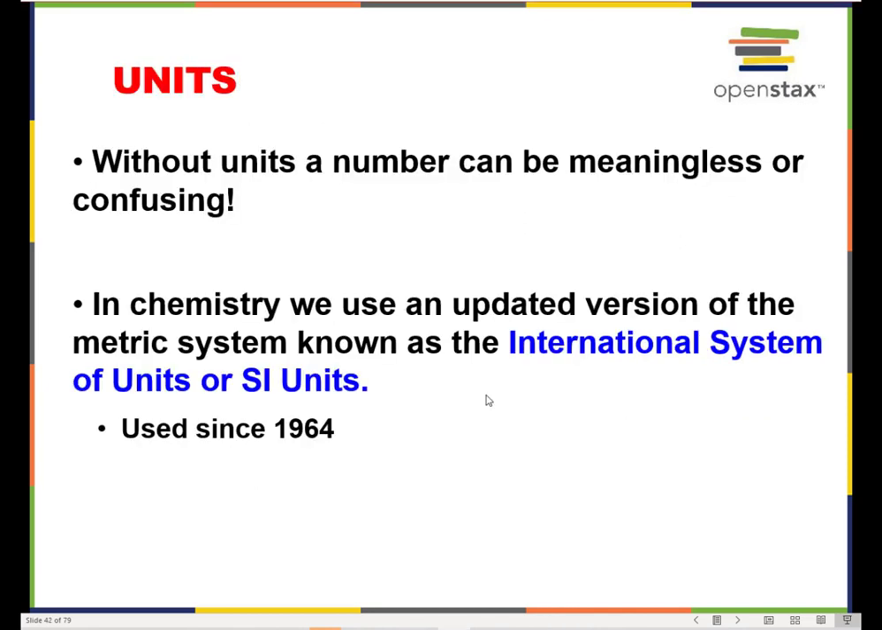So in chemistry, we use an updated version of the metric system known as the International System of Units, or SI units. So if you grew up here in the United States, then you're familiar with inches and pounds, and fortunately or unfortunately, whether or not it's a good thing or a bad thing, the sciences generally use the metric system rather than the imperial system. So if you're not familiar with it, it's really important to learn how this system works.